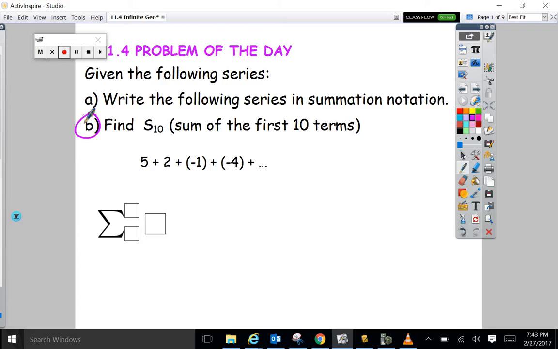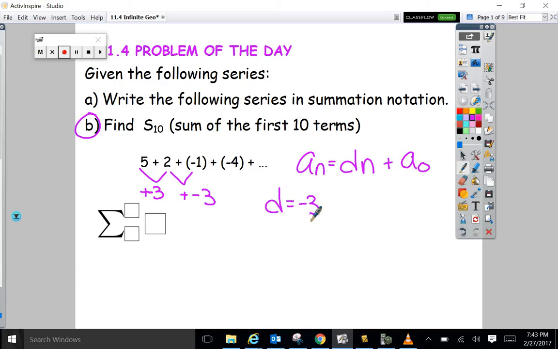So I'm going to start with the general formula for an arithmetic series, d times n plus a sub 0. And I'm going to find the common difference. So how did I get from 5 to 2? How did you get from 2 to negative 1? Hopefully you're all saying you subtract 3. Or you think about it as adding a negative 3, adding a negative 3 every time. So adding the negative 3, that becomes our common difference.